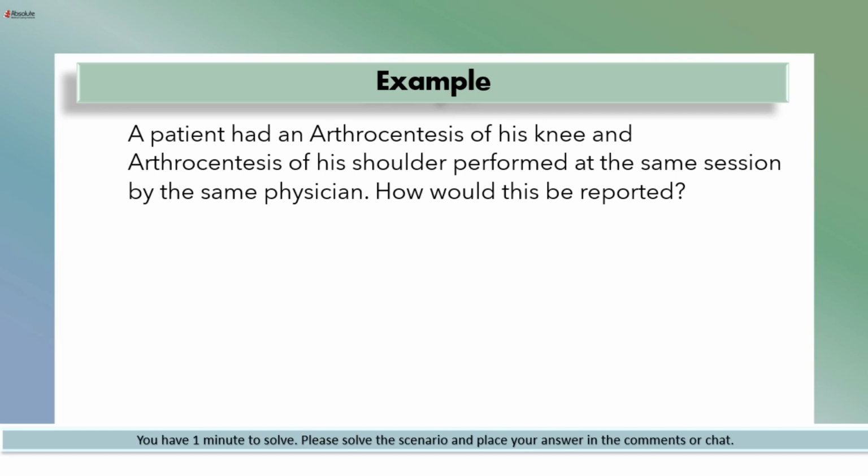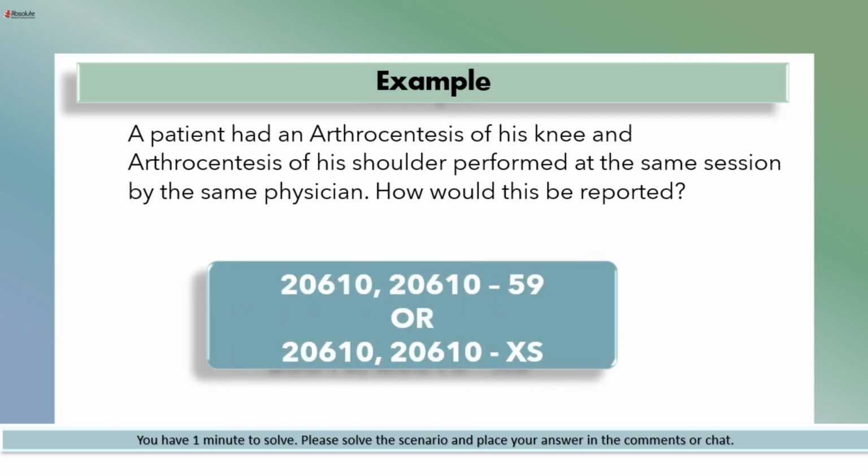So in this case, we're going to report 20610 twice because there was an arthrocentesis of the knee and there was an arthrocentesis of the shoulder. So we would report it as 20610 and 20610 modifier 59 to indicate a distinct procedural service, or if the payer requires or accepts the X modifiers, then in this case, we might just need to report the XS in lieu of the modifier 59 to indicate that this procedure was performed on a separate structure. Okay, so that's pretty much how that works.